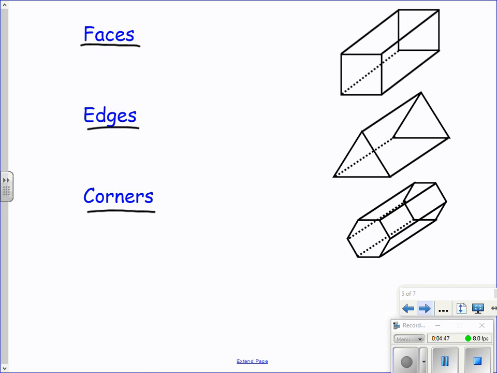A face is any flat surface. So if you look over here at this box, it's just a rectangular prism. It's got on the front, it looks like it's a square, so that's one face. It has the exact same face on the back. That's two faces.